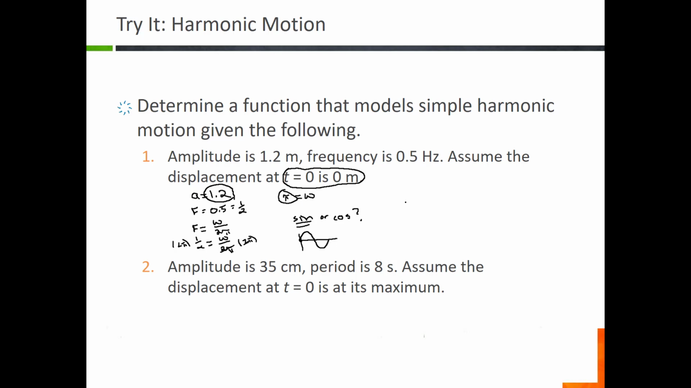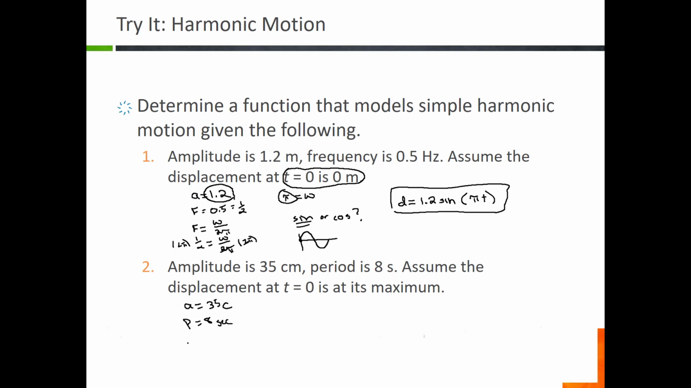So to write our simple harmonic motion function, the displacement will equal 1.2 times the sine of pi t. And so that is our simple harmonic motion function. All right, let's try a second one here. We know the amplitude is 35 centimeters, so that's A. It's 35 centimeters. We know the period is 8 seconds.